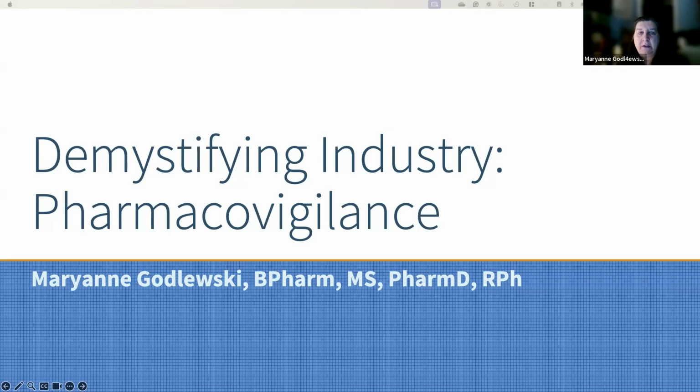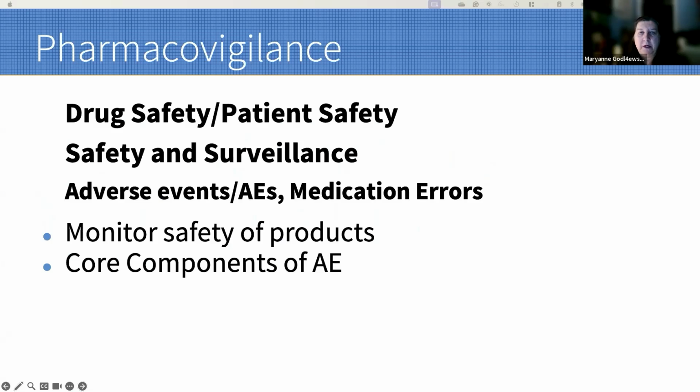Now, on my first slide, I'm going to throw out a whole bunch of terms for you all to self-study, because most people have not heard of pharmacovigilance. It used to be called drug safety, or patient safety and surveillance. It's basically the monitoring of the company's products, and there's an official definition of the science of monitoring products. We monitor every product that we have at Bayer, and there are rules and definitions. For example, there are core components of what makes something an adverse event.